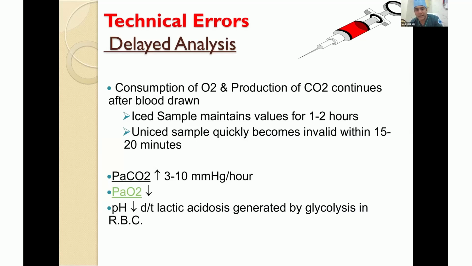A 3 to 10 millimeter increase of PaCO2 per hour does occur. So a value of 45, after 1 hour, can rise up to 50. PaO2 values normally decrease and pH also decreases because the blood you have withdrawn will undergo anaerobic glycolysis that will produce lactates and it will lead to lactic acidosis.